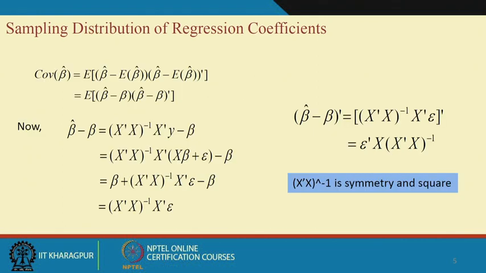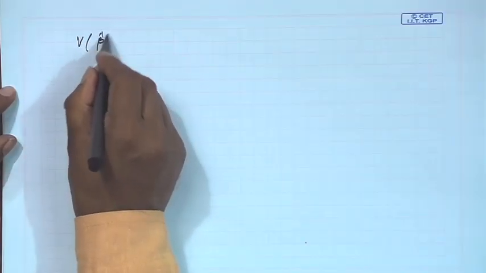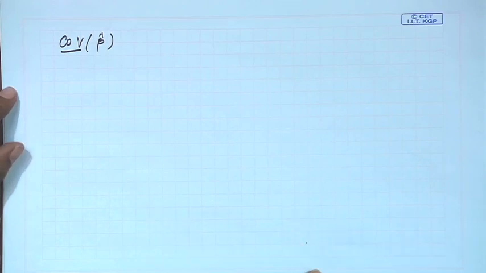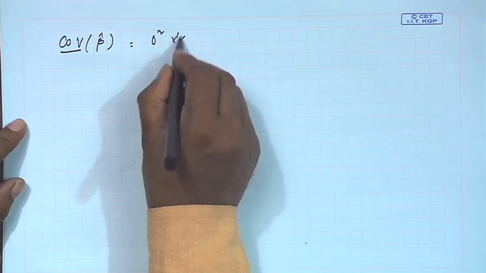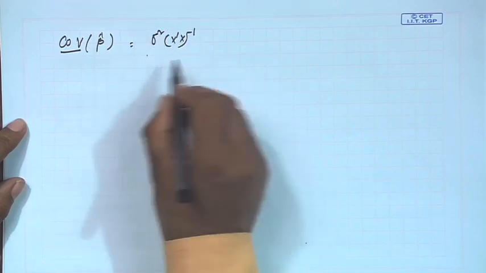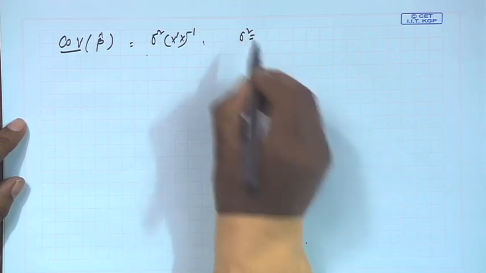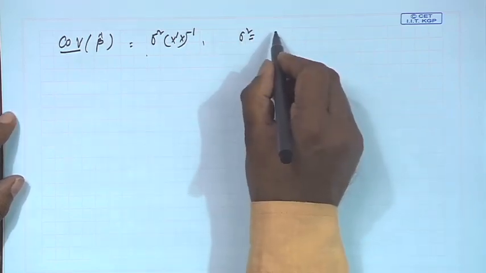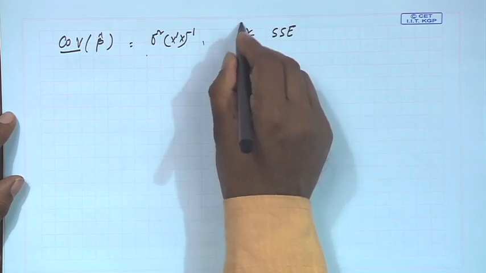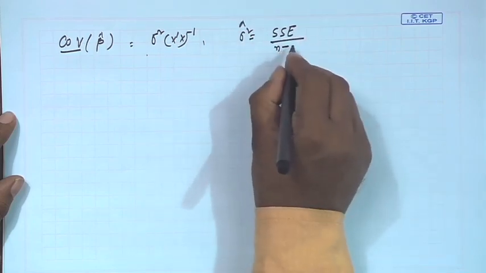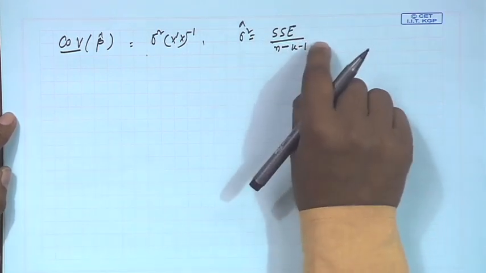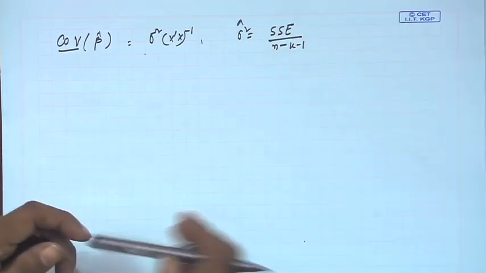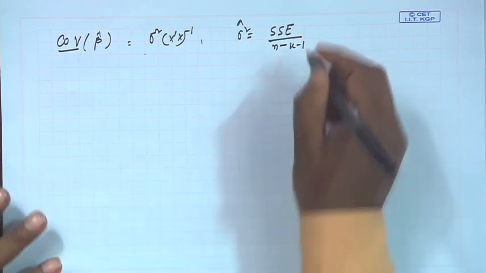Then what is the variance of beta cap? Other way we can say covariance of beta cap. It can be proved that this will be sigma square x transpose x inverse, where the estimate of sigma square will be SSE divided by n minus k minus 1. You have already seen what is SSE, sum square error. We will discuss about SSE later on also.